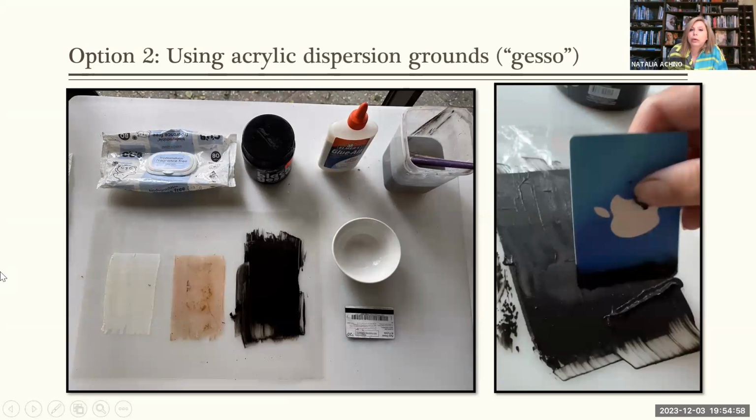Now, the second option is applying what is commercially known as gesso. I haven't put gesso here because in art, gesso is the traditional or true gesso that is prepared with other materials. Commercially, they say gesso, but it's not. It's acrylic dispersion ground. When you work with acrylic mediums or acrylic paints, there's nothing better than baby towels for cleaning everything, your surface, your hands, and everything.